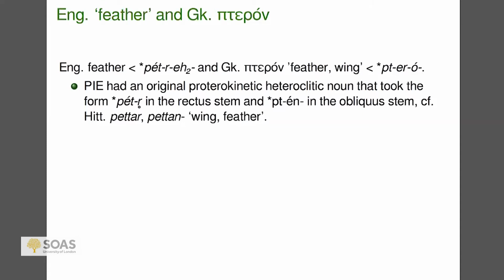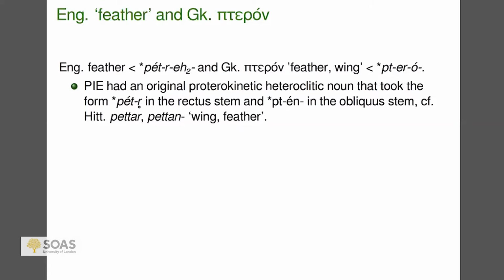And you actually will know cases like this. Water ends in an R in English because it comes from the nominative, but the Sanskrit word for water has an R in the nominative and the N in the accusative, as does the Greek one. So anyhow, Indo-European had this kind of accent class and this kind of conjugation pattern for this word.